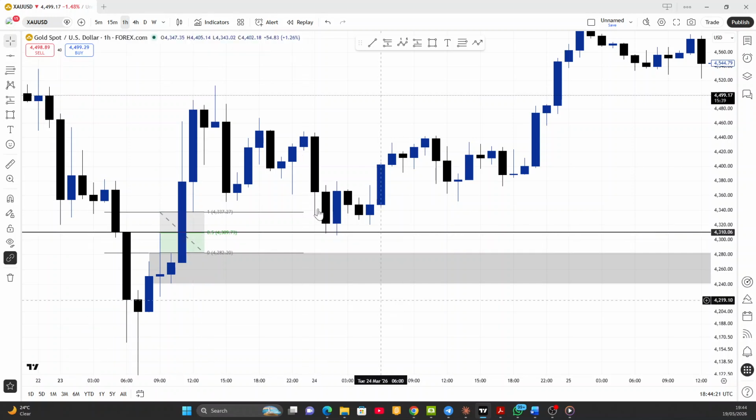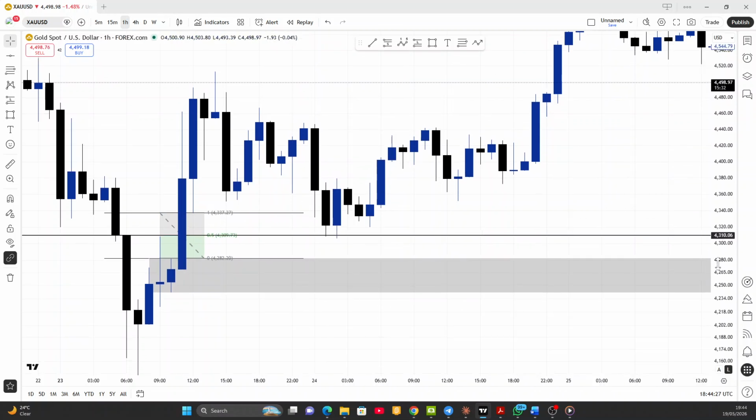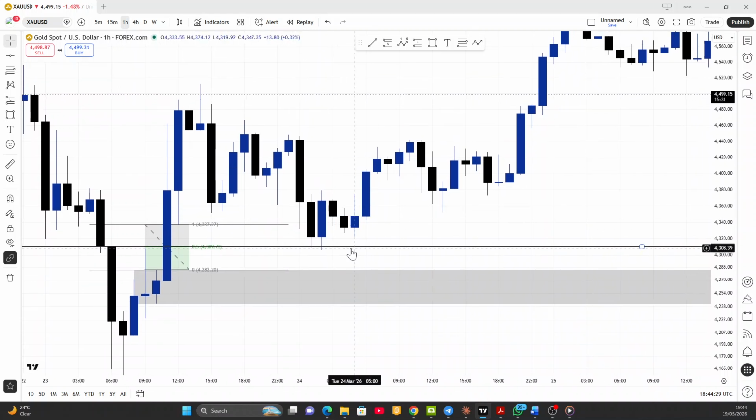So you see that now, price came within 50% of our fair value gap. And then we waited for a confirmation. And we saw a confirmation here. Price came, you see that, after coming to our 50% level, price moved to the upside, reacted at this 50% level, pushed the price to the upside. You see that now? Pushed the price to the upside, giving what?